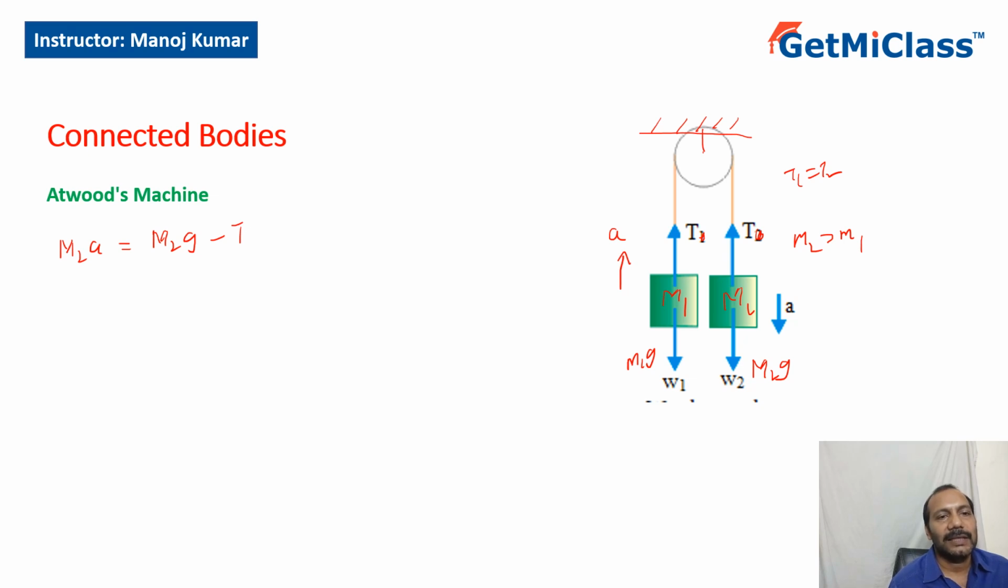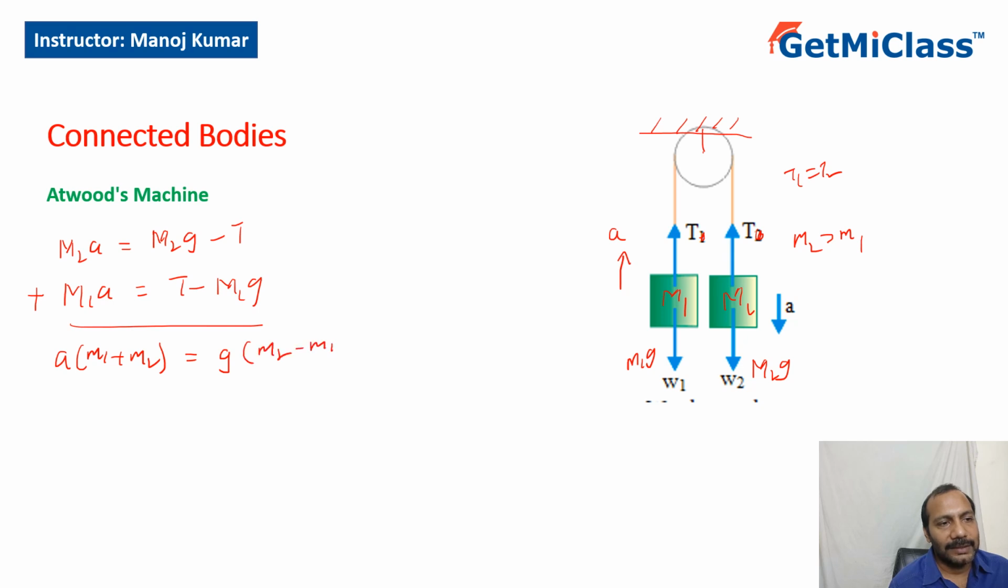Now similarly, if I write the equation for M1, M1 into A is upwards. So net upward force equals upward force minus downward force. I'll add these two expressions. So what will I get? A into M1 plus M2 equals G into M2 minus M1. So the acceleration of the system is G into M2 minus M1 by M1 plus M2. This is the acceleration with which the heavier mass goes down and the lighter mass goes up.